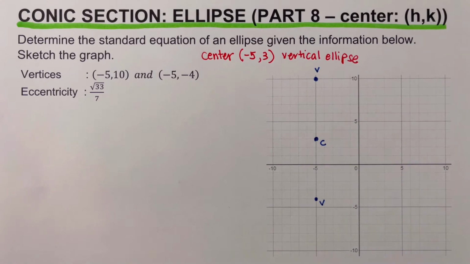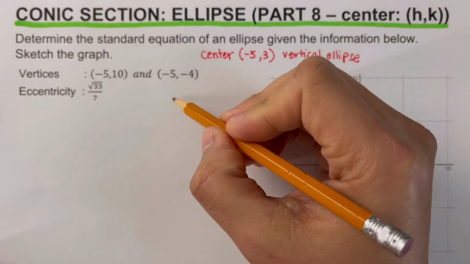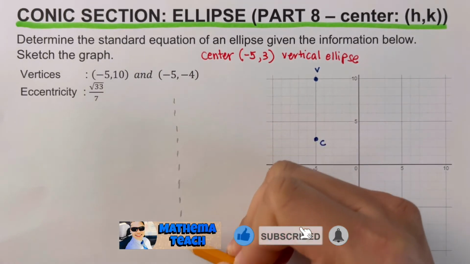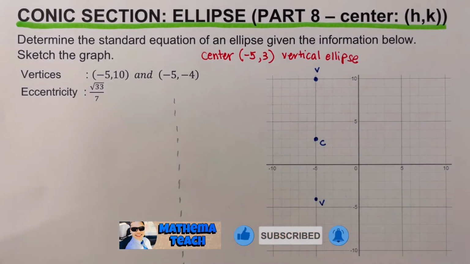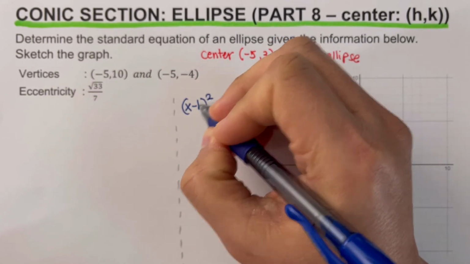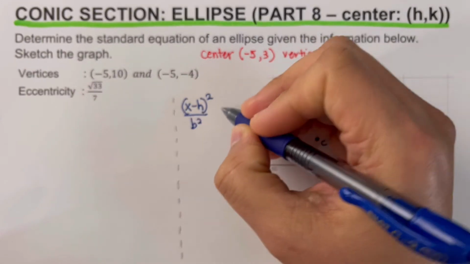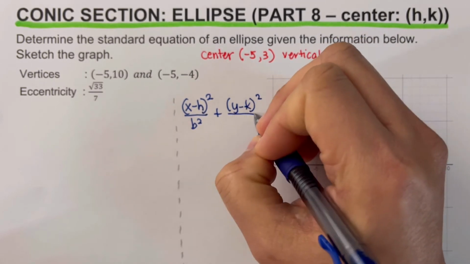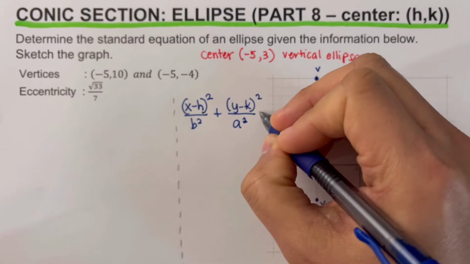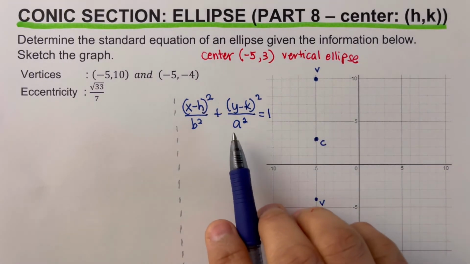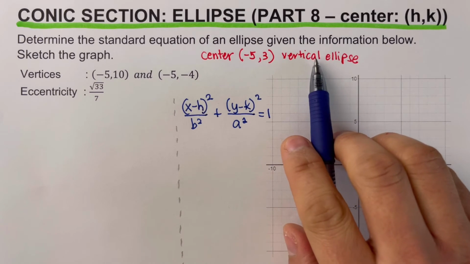Okay, since this is a vertical ellipse, I'm going to write the general formula for the vertical ellipse. So that would be (x minus h) squared over b squared plus (y minus k) squared over a squared equals 1. So this is the general formula for every vertical ellipse.